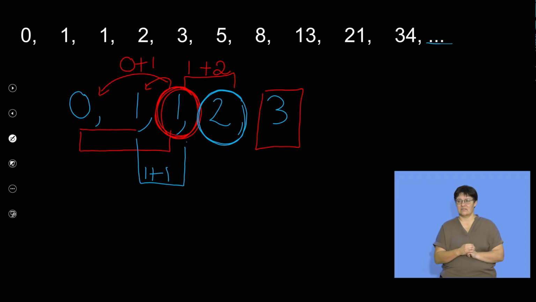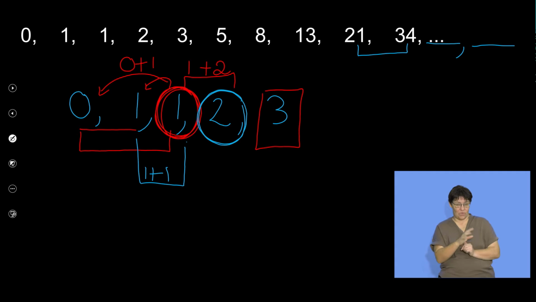I want to write down the next two terms of the sequence, and I know that each term is equal to summing the two that come before it. So the next term of this sequence will be equal to 21 plus 34. So we can see that the next term will have a value of 55.